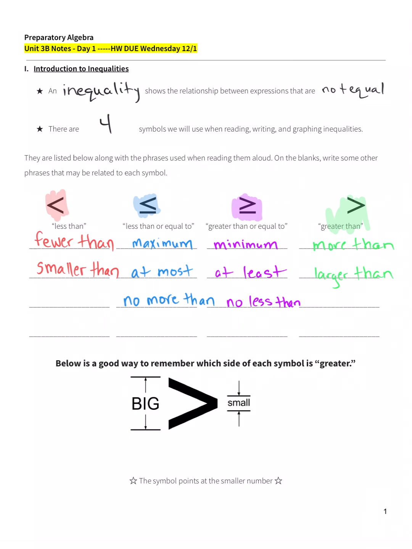All right, so looking below, a good way to remember which side of each symbol is greater. Like I said up here, this bigger part is the greater part. The littler part is the less than or smaller part. So that's why we would read this, we see the big part first, we'd read this as greater than. Okay? And you can also think of this as the symbol points to the smaller number. So this little teeny small part is always going to touch the smaller number. And this big open part will always touch the bigger number.